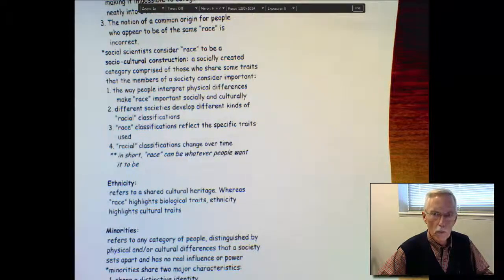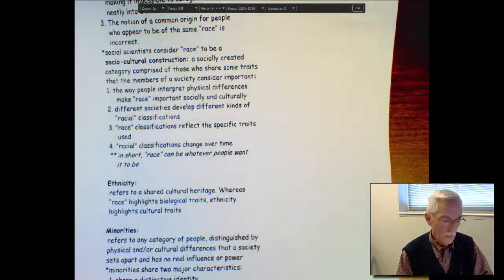The way people interpret physical differences makes race important socially as well as culturally. Race rankings and relationships are affected by people's beliefs, not necessarily by scientific facts or evidence. Perceptions or notions as to what is a race does impact the lives of people by shaping or influencing how they think, behave, and interact with others.